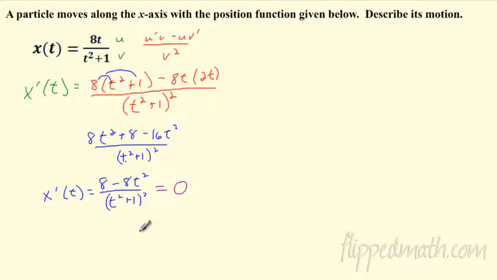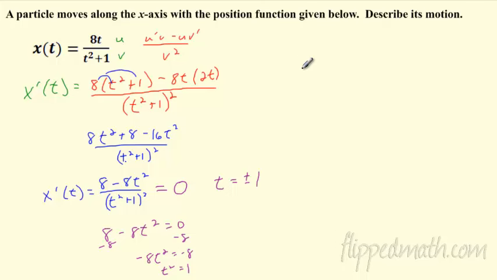So when I do something like this, I don't really need the bottom. If it's a fraction and the top equals 0, 0 divided by anything is 0. I check the bottom for excluded values, but that will never be 0, so I don't have to worry about that. So really, all I have to do is ask, when will this equal 0? This is an equation we can solve. You can just subtract 8 from both sides. You get negative 8t squared equals negative 8. So t squared equals 1. So what is t going to be in this case? We are going to have critical points at plus or minus 1. If you square root both sides, you get plus or minus 1.